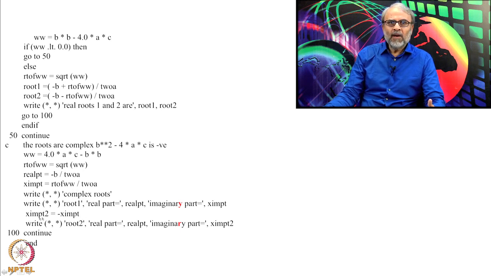So, I am saying now x imaginary part 2, this is the second root, that second root is the imaginary part is x minus y I y. So, this minus x imaginary part is nothing but minus y. So, what do I write now? The final root, write star comma star, that means again write on the screen whatever is in the quotation mark, it will write on the screen, then it will also write the real part, which is minus b by 2a, then imaginary part is minus this. Okay. So, this way you have written the two roots on the screen, x plus I y and x minus I y, and once you write that, your job is done, it goes to 100 continue, end.